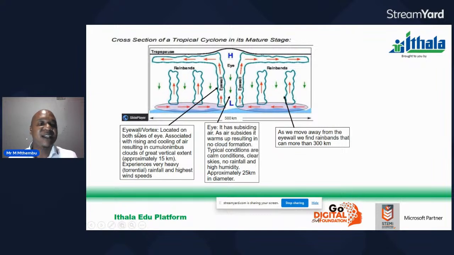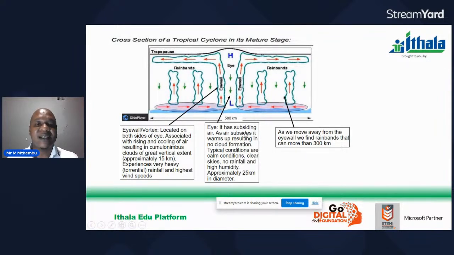Okay, let's look at the eye wall and what is happening there. It's located on both sides of the eye. It's associated with rising and cooling air, resulting in cumulonimbus clouds of great vertical extension. They can be as high as 15 kilometers. It experiences very heavy, torrential rainfall, and the highest wind speed as well. So that is what is happening within the eye wall, but inside the eye, these are the conditions that we have.